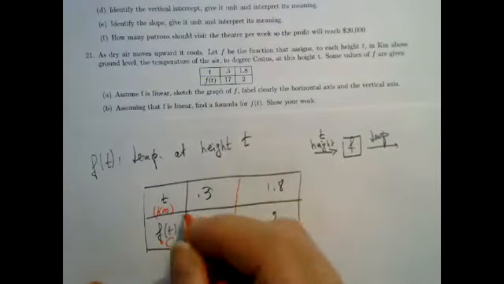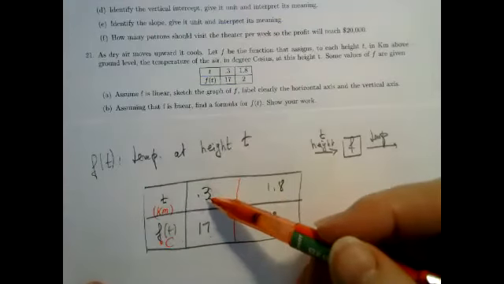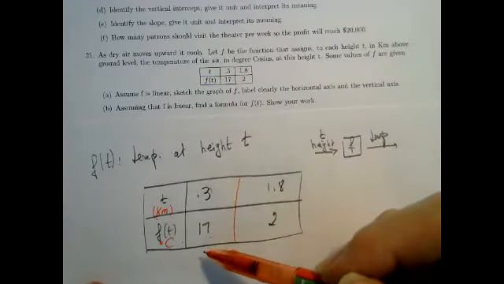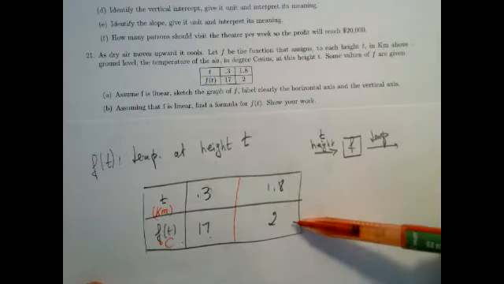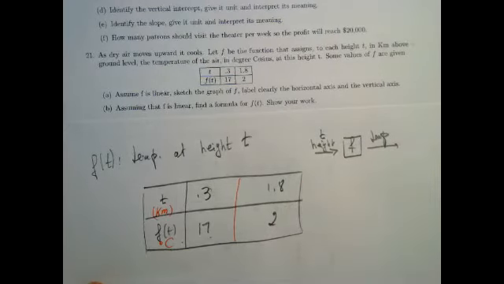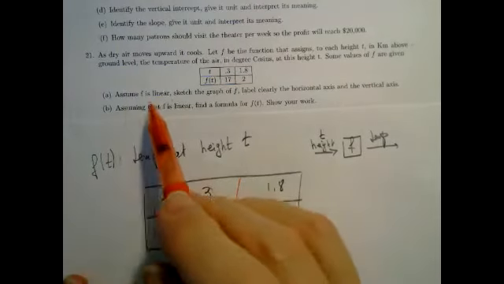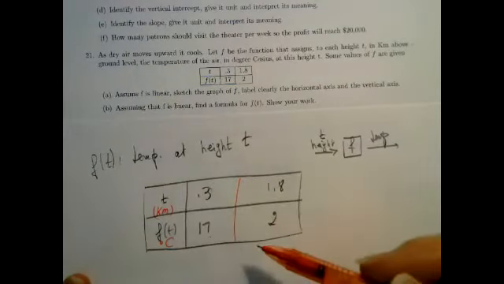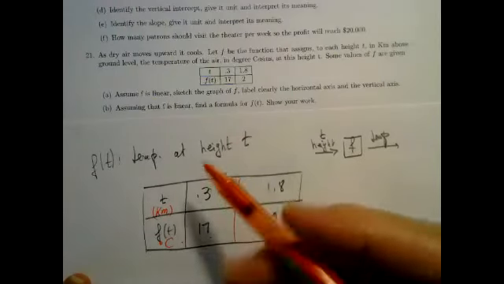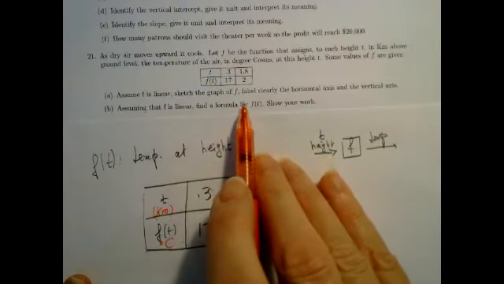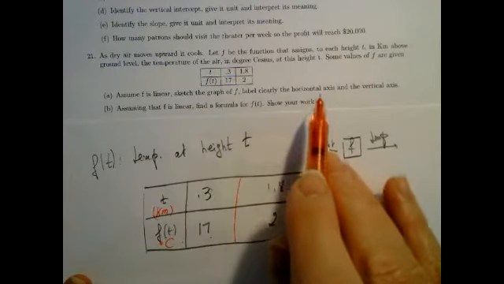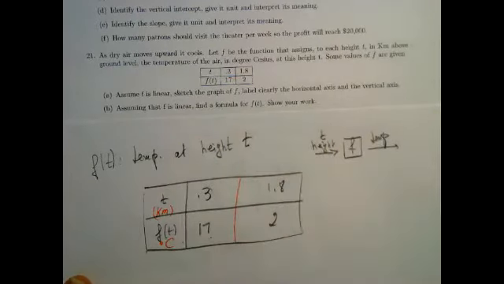So if the height is 0.3, the temperature will be 17. As we go up, when the height is 0.8, the temperature is 2 degrees. The temperature is absolutely decreasing. Now, assume F is linear. It means when you graph this function, we have a line, or F of T is mt plus b. Sketch the graph of F, label clearly the horizontal and the vertical axis.